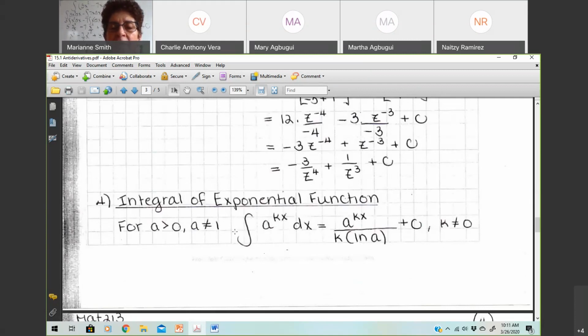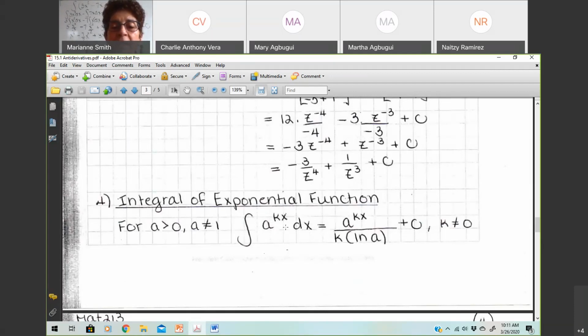Okay? So let's say I have the integral of some exponential base. Okay? And here's the exponent. It's a constant multiple times the variable. Okay? So an example of this would be 2 to the 7x, right? Or e to the 2x. Okay, those would be examples of the exponential functions we're talking about.